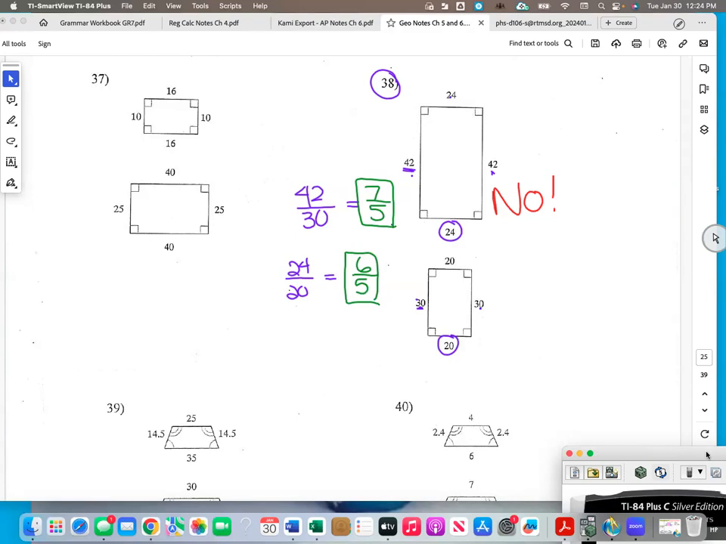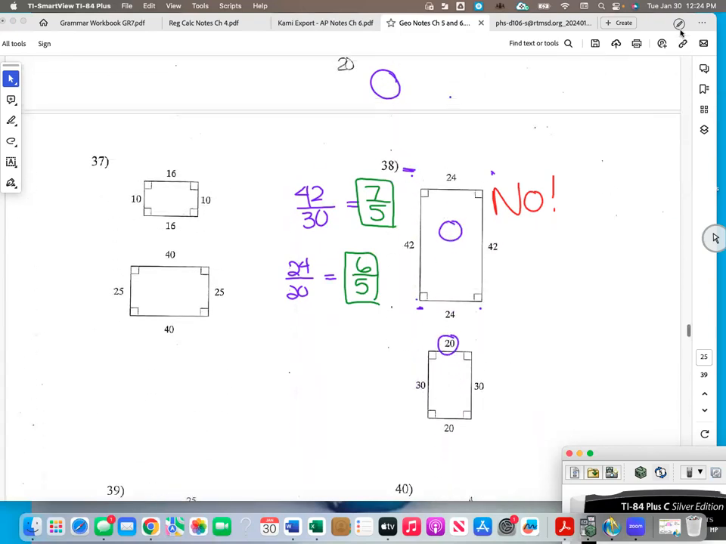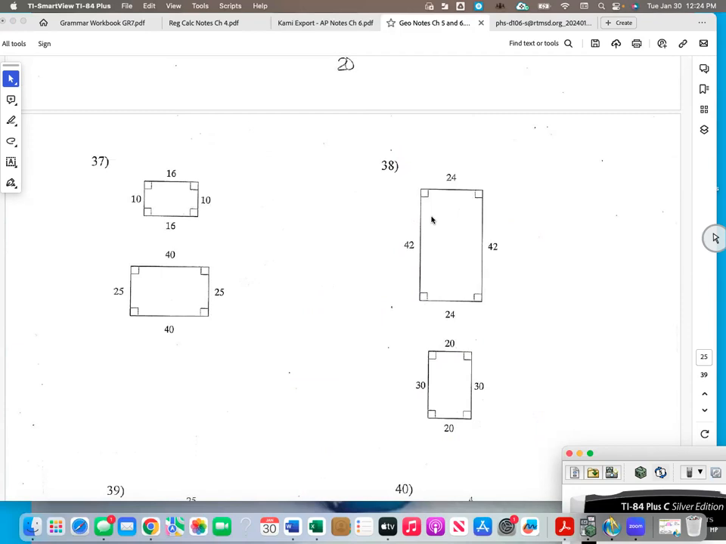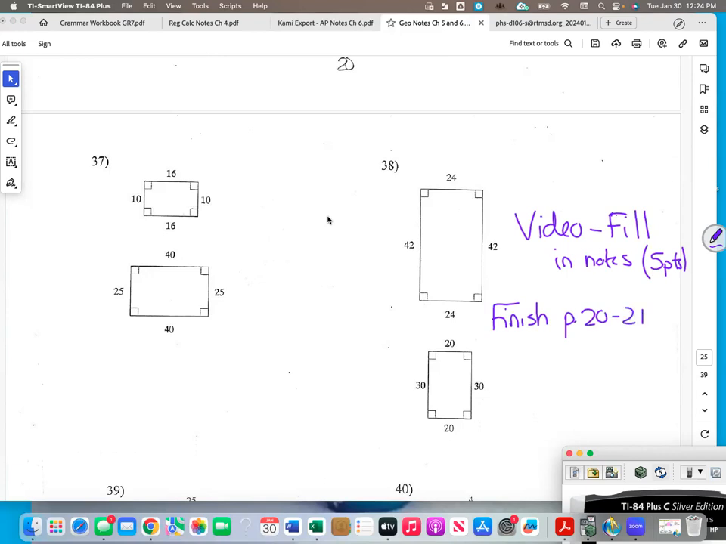Okay, I'm going to stop and then you are going to go back and do all the problems that we didn't do from 31 through 40. So pages 20 and 21, you're going to finish those. Now, to get your points for today, you have to fill your notes in for the video and answer the questions. That's 5 points. And then finish pages 20 through 21. That's also 5 points. All right, so that is it.